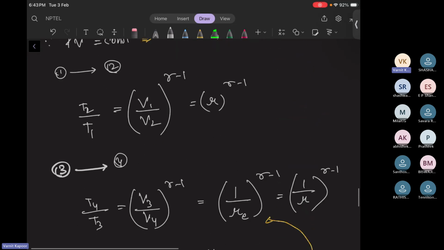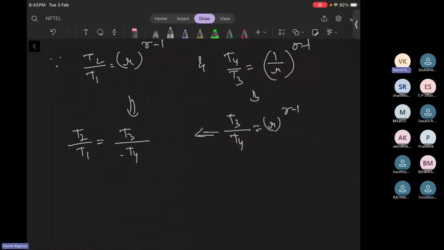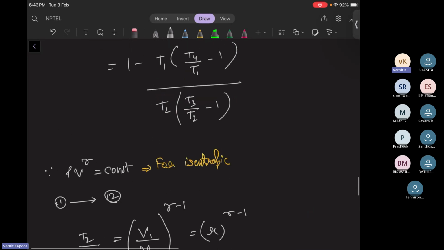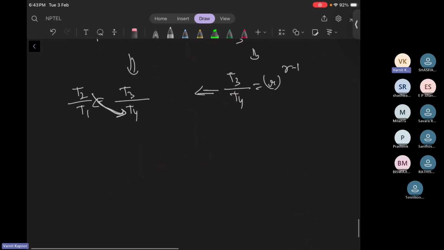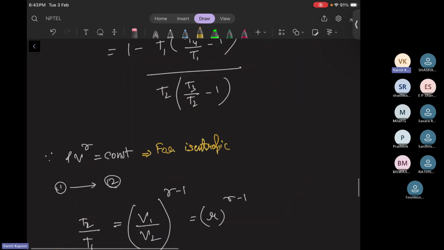And what was the ratio? T4 by T1 and T3 by T2. Can we rearrange? Let's take T4 this side. And the other ratio was T3 and T2, and T2 this side. Let's see. T4 by T1 is equal to T3 by T2. So this ratio is constant. Both are equal. Now we can say that this can be used to cancel out.